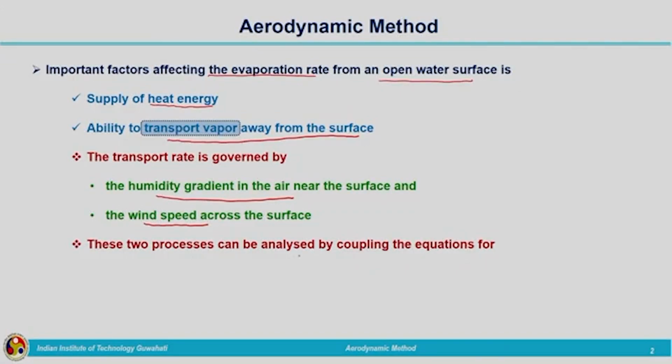These two processes can be analyzed by coupling the equations for mass transport and also momentum transport. That is, the mass transport and momentum transport related to the water vapor we are going to consider, and these two processes, the humidity gradient and the wind velocity gradient, will be considered by coupling the equations related to mass and momentum transport of the water vapor.